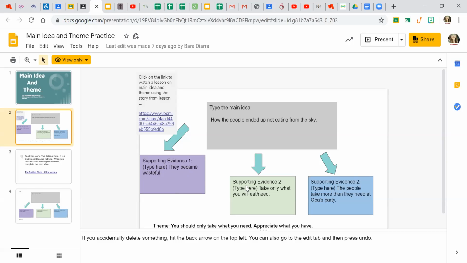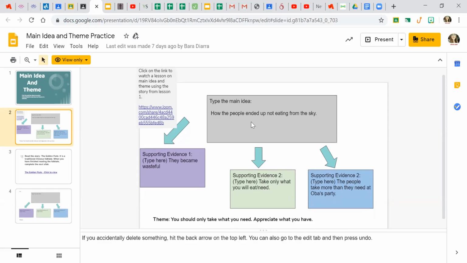Okay. Then another reason they supported it is that the text said take only what you eat or need. And then another way that they support that main idea is the people take more than they need at Obo's party. So there's multiple examples of why the people ended up not eating from the sky, because they were wasteful. They weren't taking what the sky said, take only what you need or will eat. And then they didn't listen and they continued to take more than they needed, okay?